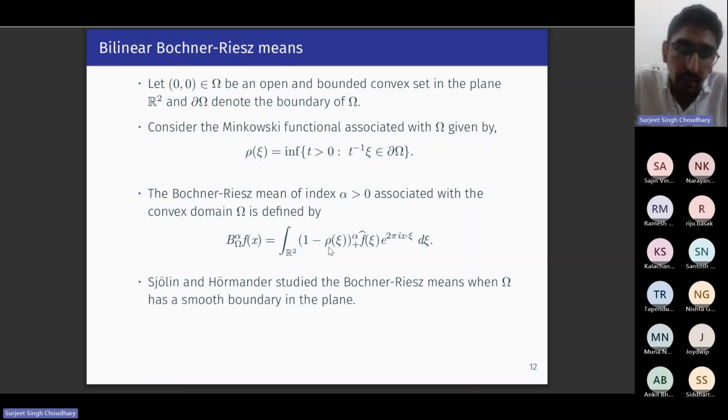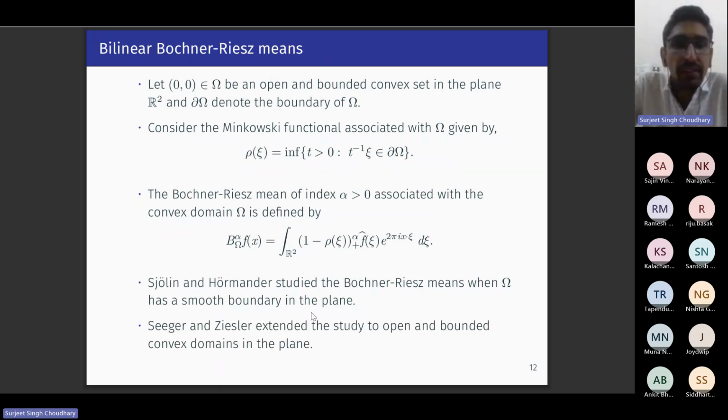Other than the disk, Sjölin and Hörmander studied the Bochner's means when omega has a smooth boundary in the plane, and then Seeger and Ziesler extended the study to open and convex domains in the plane.